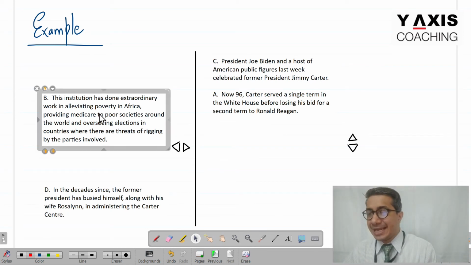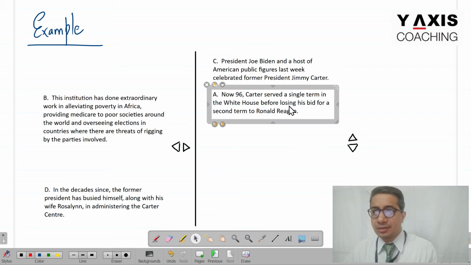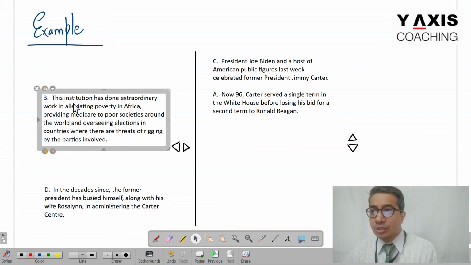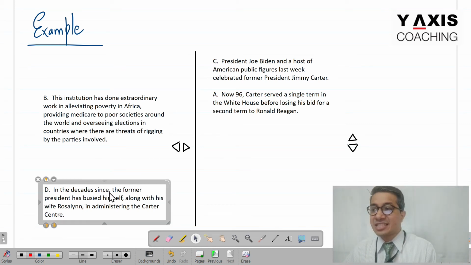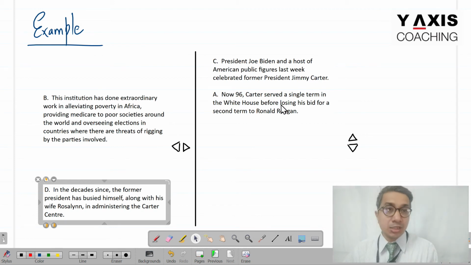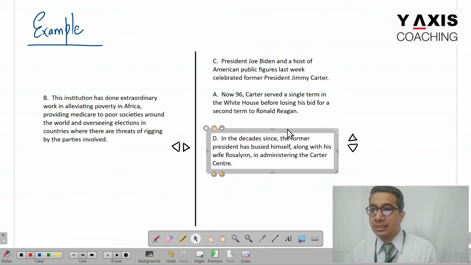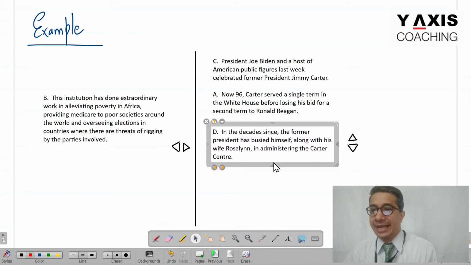Let's talk about B. B is again not a good candidate to follow A, because it's not talking about any institution, and this starting line talks about an institution which is working in Africa for alleviating poverty and so forth. Okay, what about D? In the decades since refers to the time after Carter lost to Reagan. So this makes good sense. Hence it will go and tuck below A.